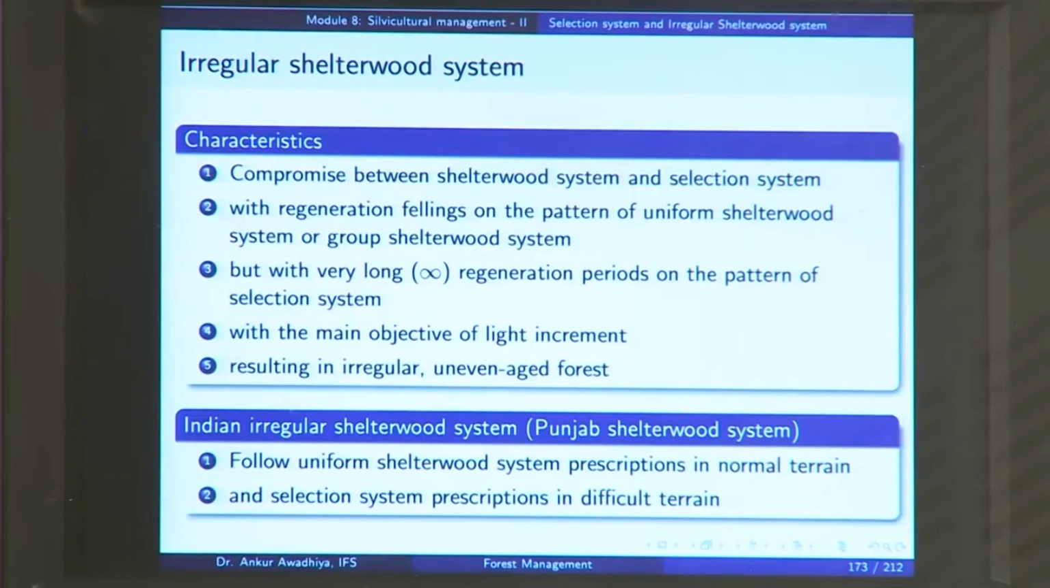So, you will get a curve, you will get an ND curve that is showing an uneven aged forest because of certain areas that you are managing with selection system, but it will also be irregular because there are also certain areas in which you are going with a Shelterwood system.